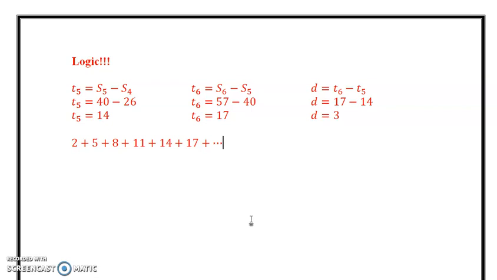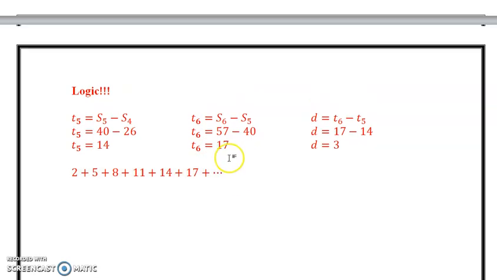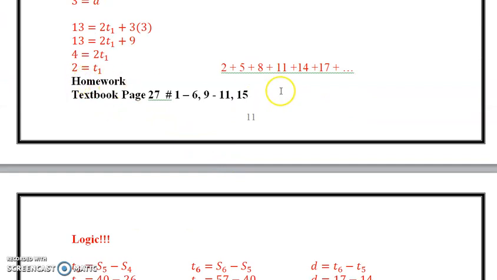So that concludes our 1.2. You'll notice the homework here. It's on page 27 of your textbook, numbers 1 through 6, 9 through 11, and 15. Please work on those questions, and if you have any questions at all, please let me know.